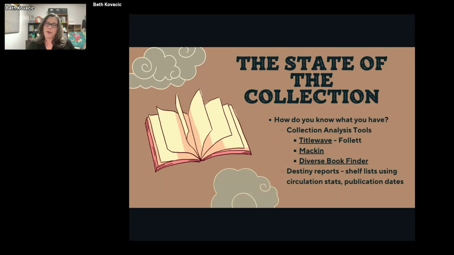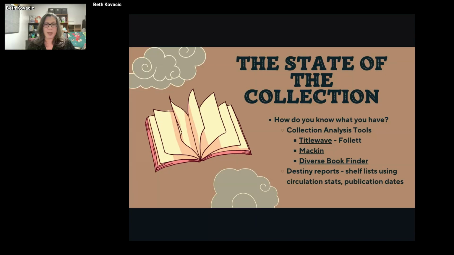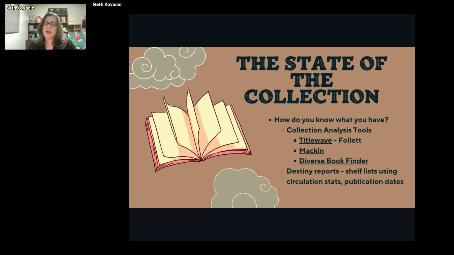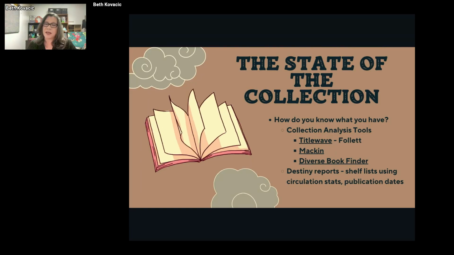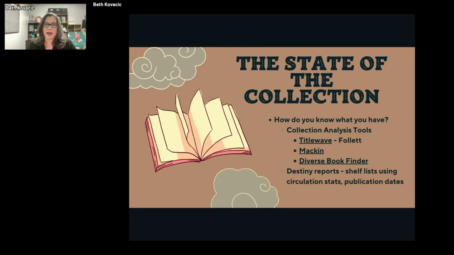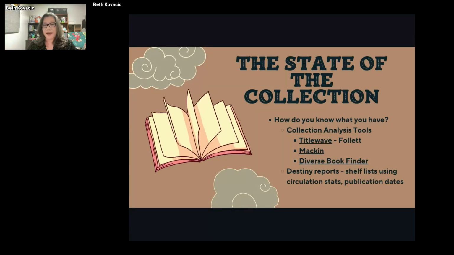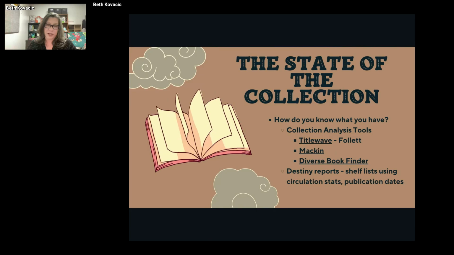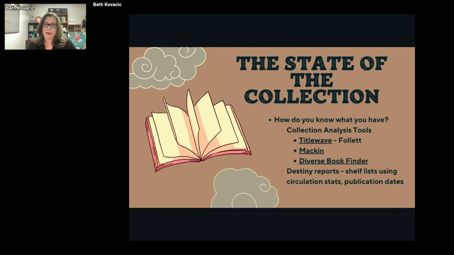So a Tidal Wave analysis, Mackin does a similar thing. I've uploaded my collection to Mackin before. And Diverse Book Finder is another collection analysis tool. That one's a little bit different in that it's looking at the way that they've tagged books to report on how diverse your collection is and who's represented and maybe who's missing.